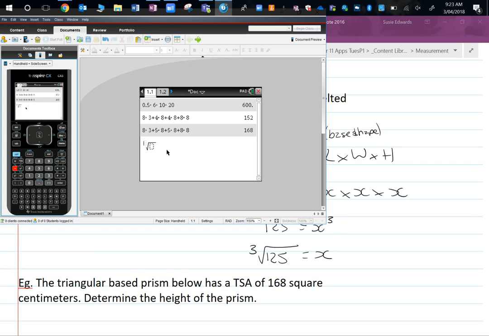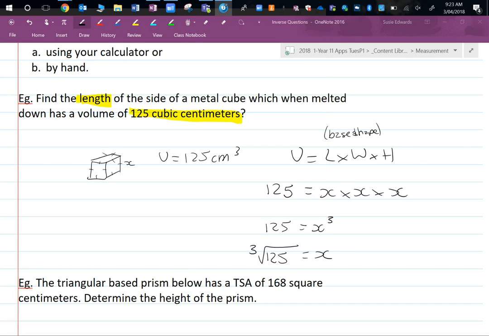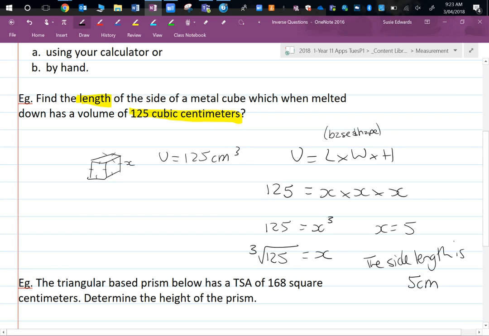All right, so cubed root means we put in a 3. And then we're saying 125. And so our answer is 5. So then we can say x equals 5. But then we still need to write a worded answer. The side length is 5 centimetres. Be aware, it's not cubic centimetres. It's a length. It's just 5 centimetres. The volume was the cubic centimetres.